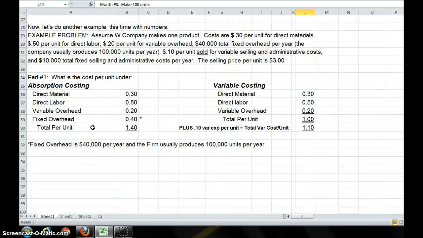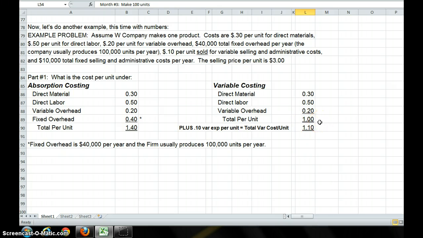Here's another example. This one is printed in your lecture outline. It gives us some basic information about material costs per unit, labor, and variable overhead. Again, the difference between the 2 costing methods is in the treatment of fixed overhead. Under absorption costing, the $40,000 total fixed overhead for the year would be divided over the 100,000 units that we make, which crunches out to be about 40 cents per unit. The product cost would be the material, labor, variable overhead, and fixed overhead for a total of $1.40. Under variable costing, we only have the material cost, the labor cost, the variable overhead cost.